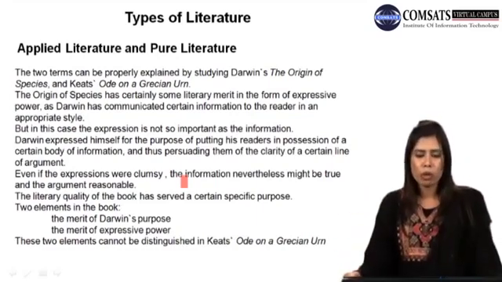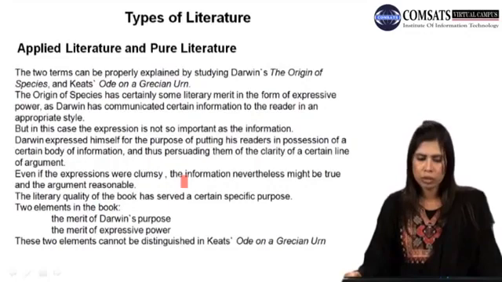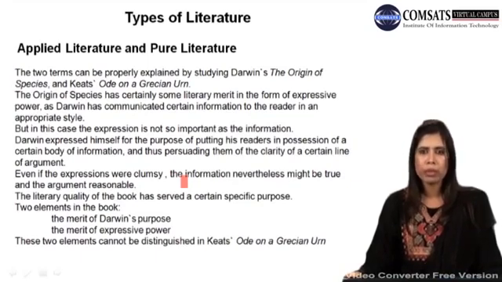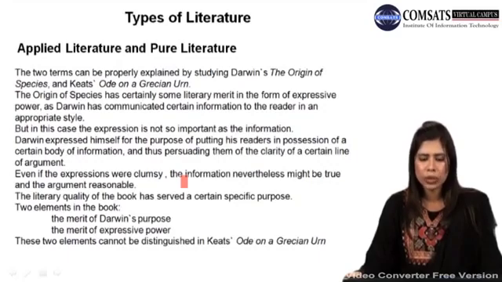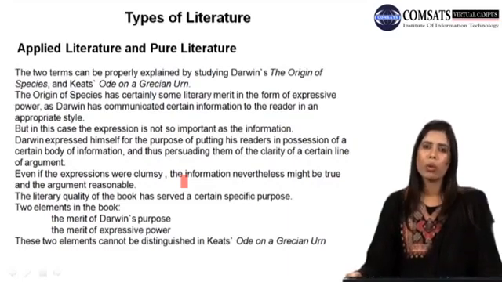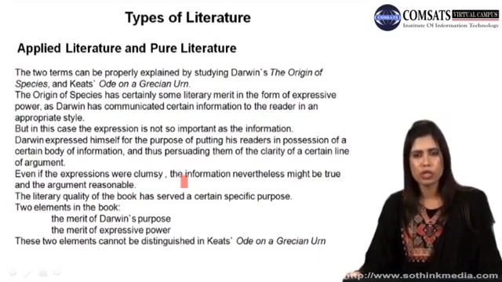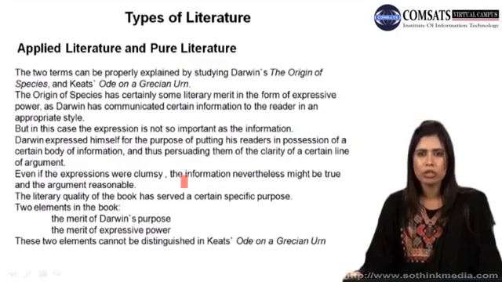The literary quality of a book has a certain specific purpose. There are basically two elements in the book: the merit of Darwin's purpose, what he wanted to deliver to the reader in the book, and the other thing was the merit of expressive power. Both things were present there. These two elements cannot be distinguished in Keats' Ode on Aggression on. So now we'll do a comparative study of the Origin of Species and Ode on Aggression on, that is written by John Keats.